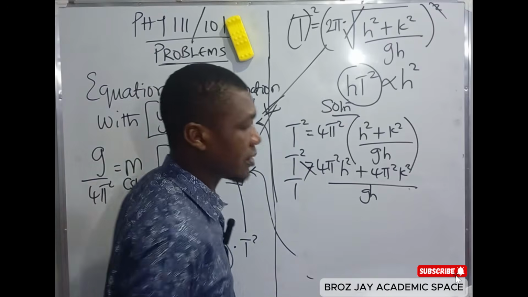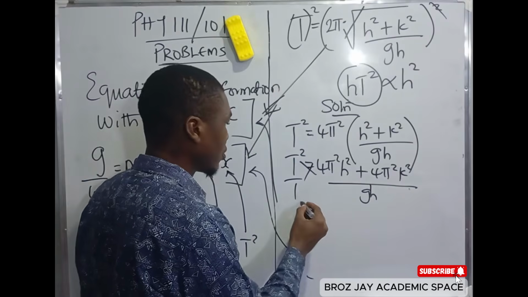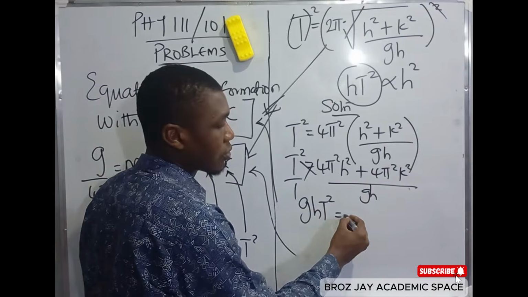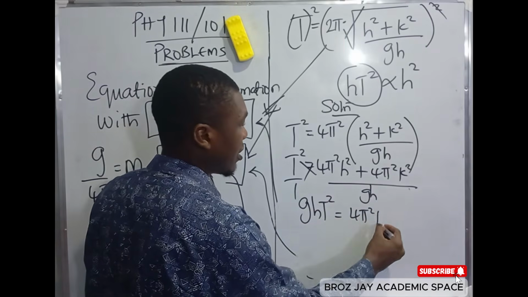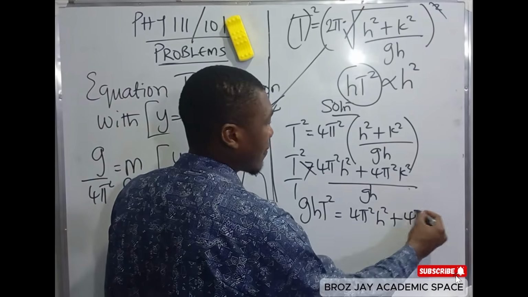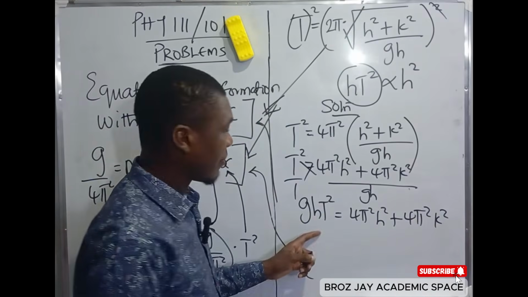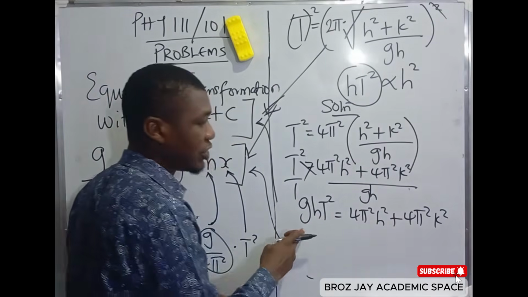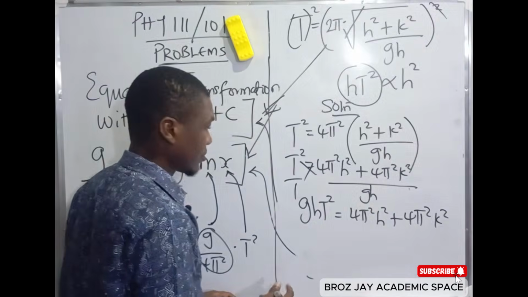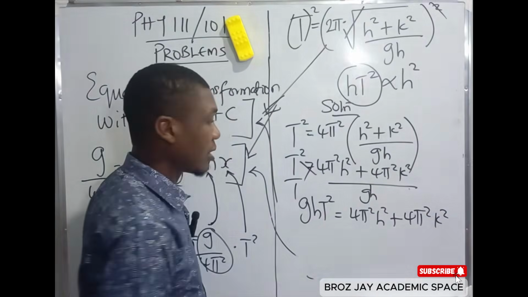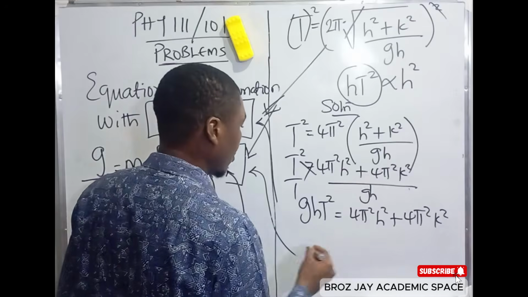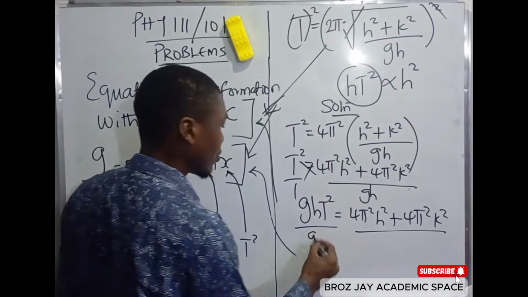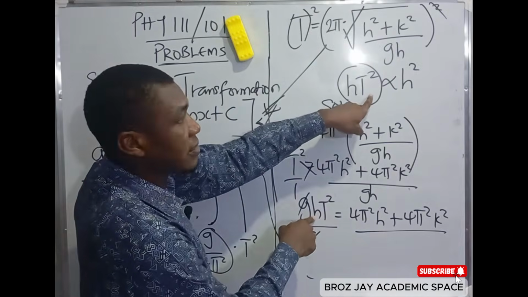Let's cross multiply. We cross multiply, we have g h t square is equal to 4 pi square h square plus 4 pi square k square. Remember, we want this to stand alone and we make it look like this so that we can find the constants g and k. K here means, in your manual, radius of gyration. So what are we dividing through by? We're dividing through by g. If I divide through by g, you see that this is looking like this now.